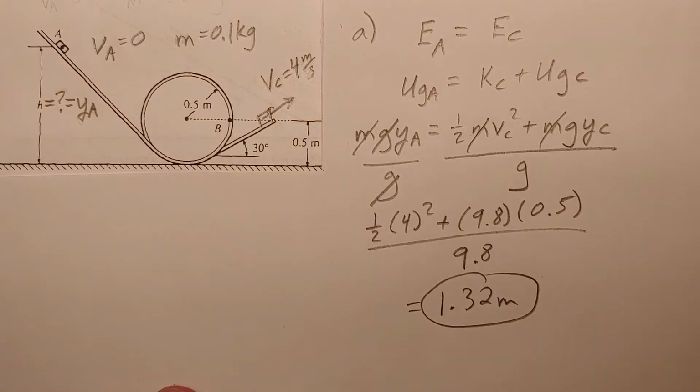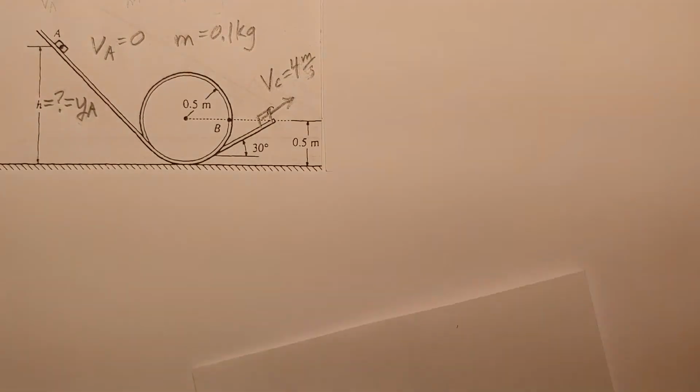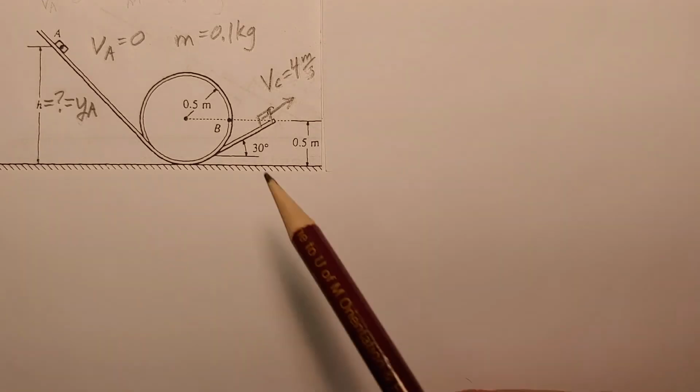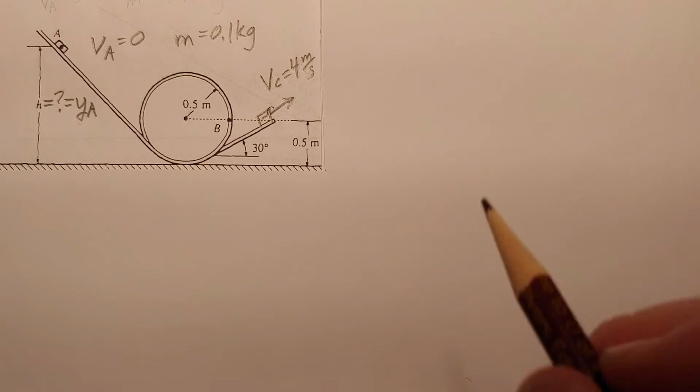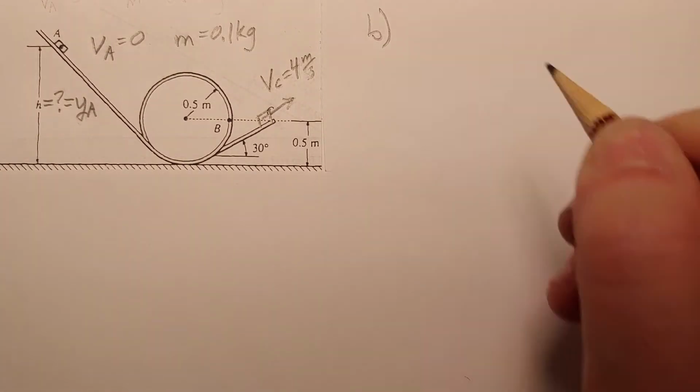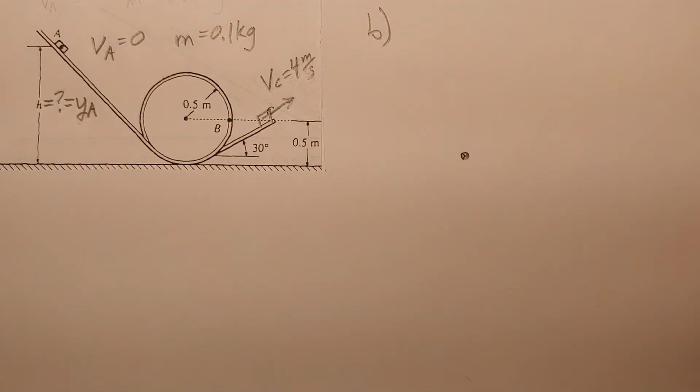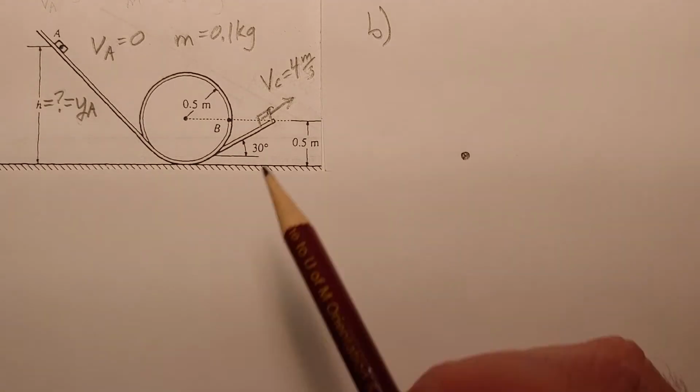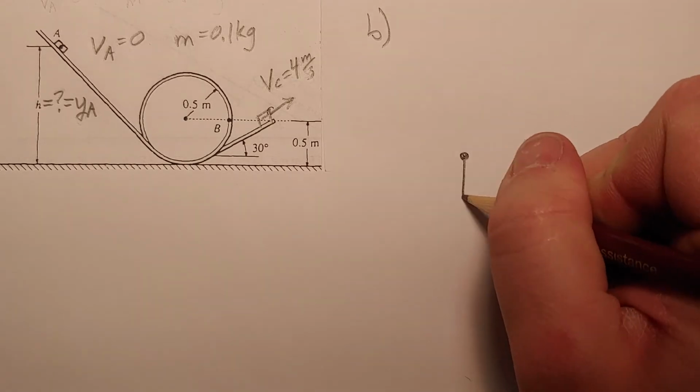We'll go on to part B. In part B, we're just being asked to complete a free body diagram for the object at point B. And so this shouldn't be too bad. Since there's no friction and there's no air resistance, there's not a whole lot of forces left that we can have. We know there's always going to be a force of gravity.